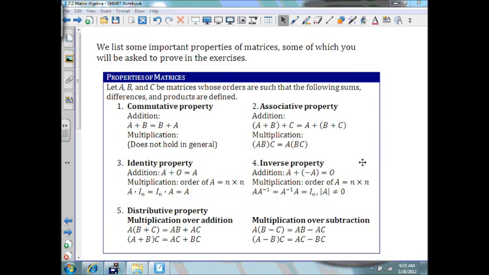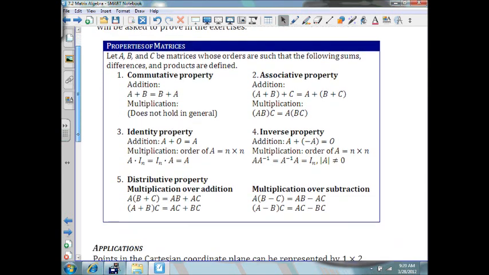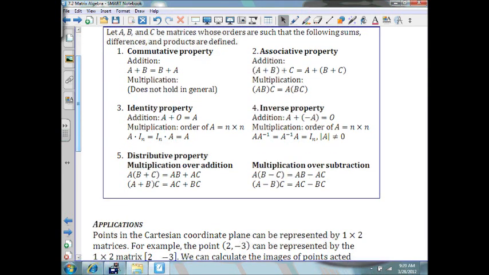Now we're going to list some important properties of matrices, some of which you'll be asked to prove in the exercises. Now, it does follow the commutative property. So matrix A plus matrix B equals matrix B plus matrix A. Multiplication doesn't always hold in general, so you need to be careful. You got to understand how it's going to work. It does follow the associative property. Matrix A plus matrix B plus matrix C is equal to matrix A plus B plus C. It does also follow in multiplication that same way.